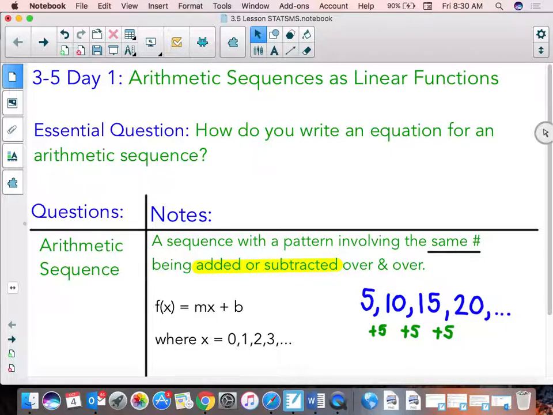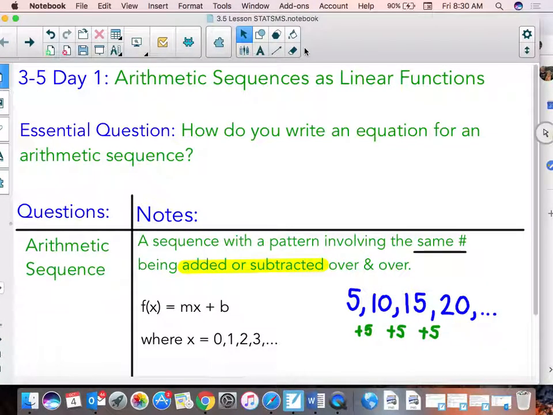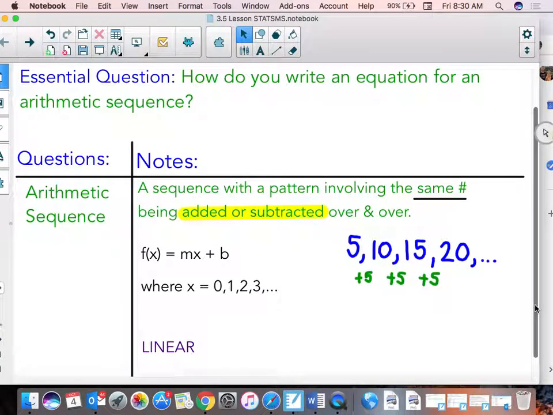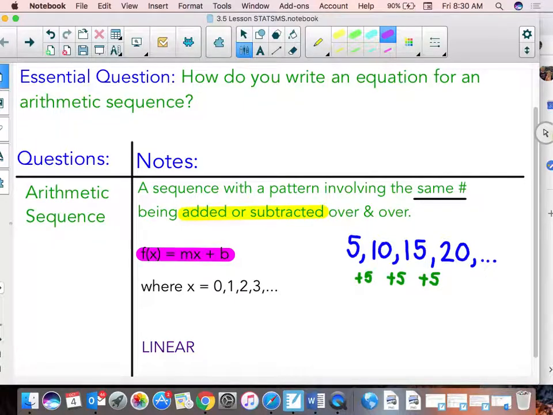An equation for an arithmetic sequence is f of x equals mx plus b. And that is our equation when x equals 0, 1, 2, 3. It is also important to note that an arithmetic sequence is linear. And that is because anything written in the form mx plus b is linear. So if you graph an arithmetic sequence, you will get a line.